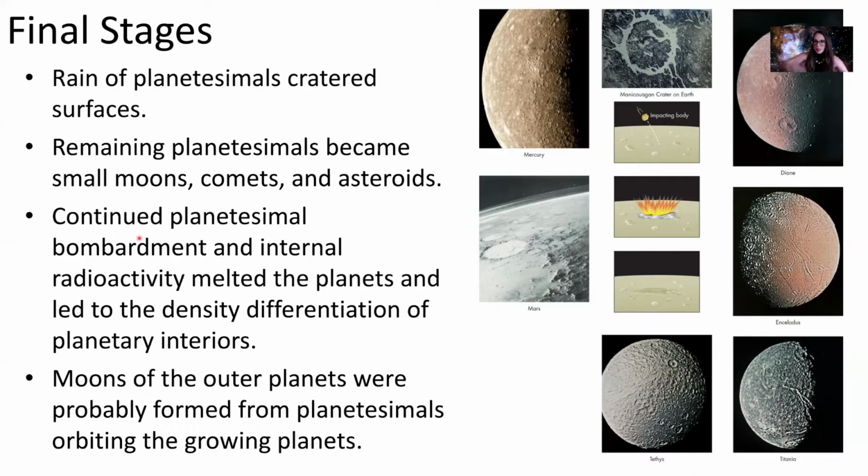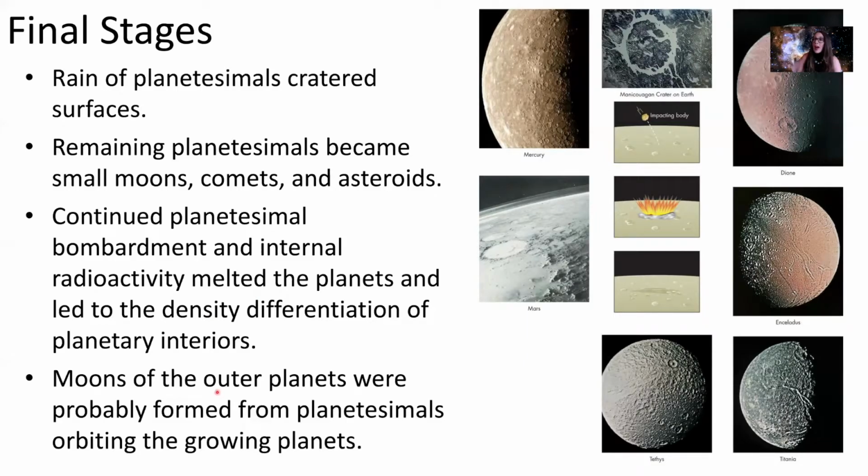These planetesimals continue to bombard things like Mars, like Mercury, and internal radioactivity melted the planets and led to the density differentiation of planetary interiors. So this is a little bit about what happened on the moon too. The early moon was bombarded by a lot of these planetesimals, a rain of planetesimals, and it heated up the moon, and it caused some lava flow, some kind of volcanic activity on the early moon too.